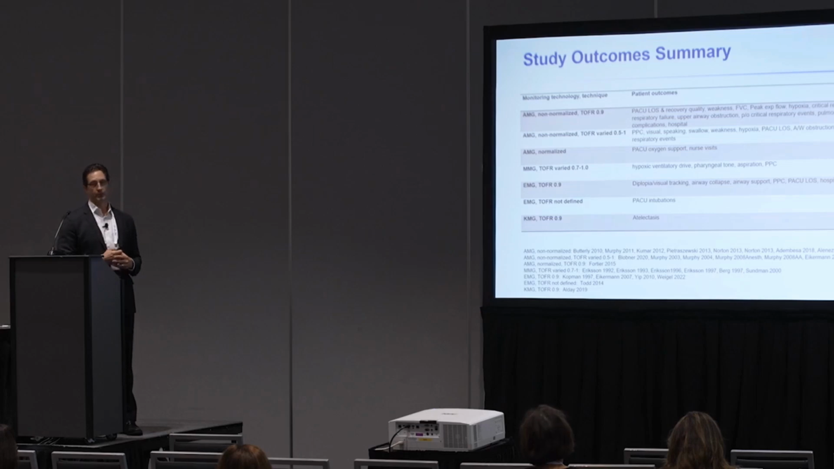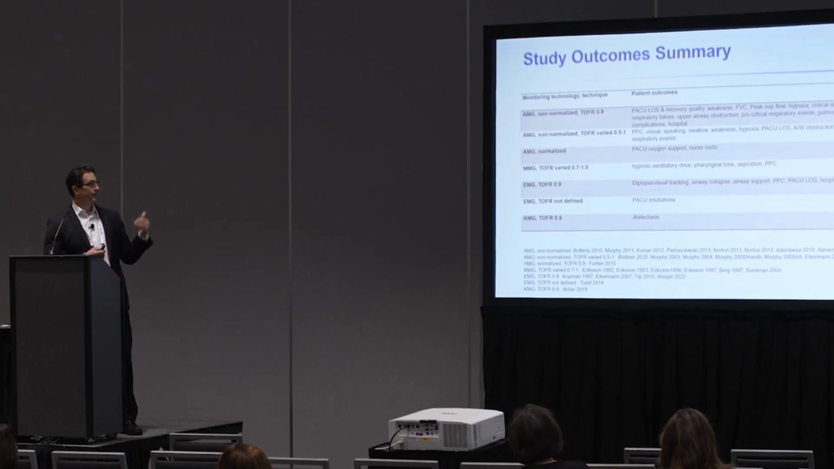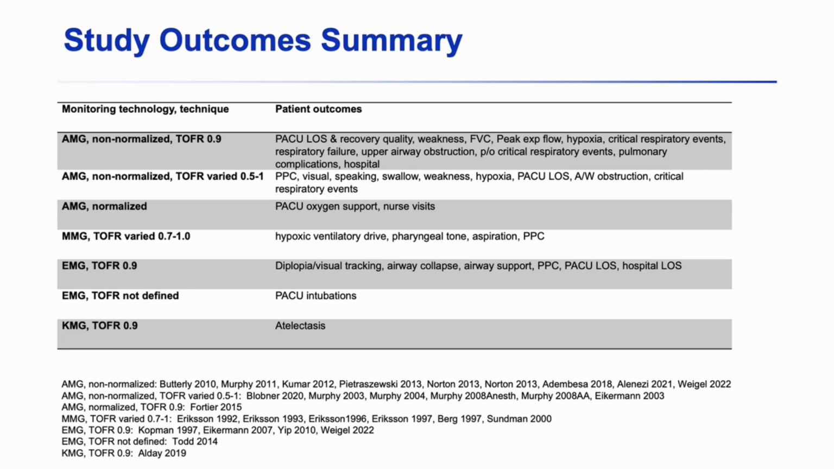I'm not saying this happens for every single patient, but I'm telling you this is what happens more often in the patients who suffer from partial paralysis, which is a train-to-4 ratio less than 0.9. We also have, the next line there, post-op pulmonary complications, visual abnormalities. They have trouble speaking, swallowing, more weakness, more hypoxia, more PACU length of stay, more airway obstruction, more critical respiratory events, and it goes on and on.